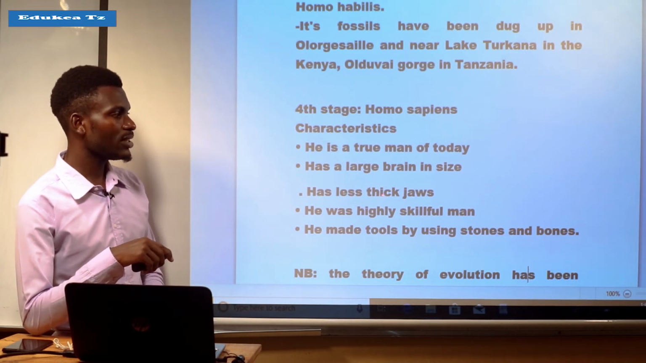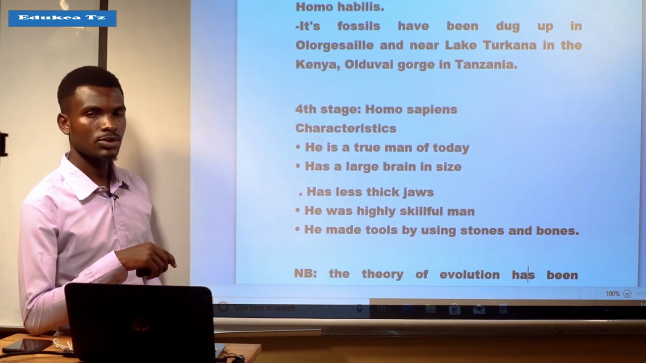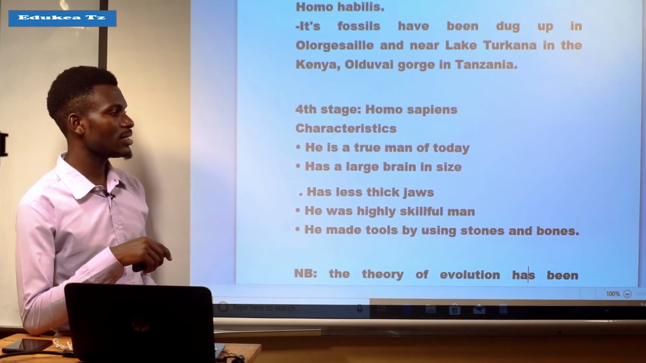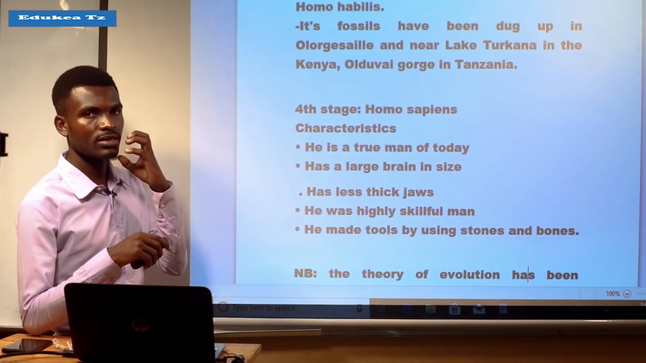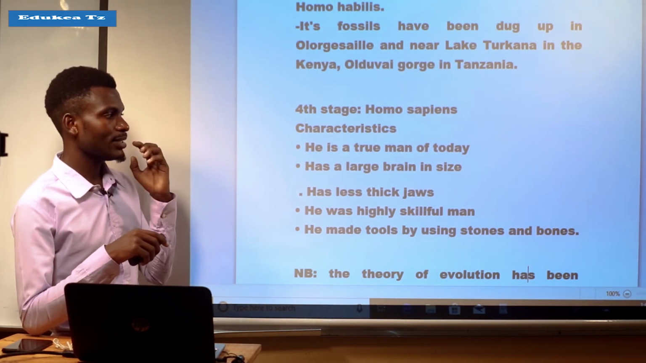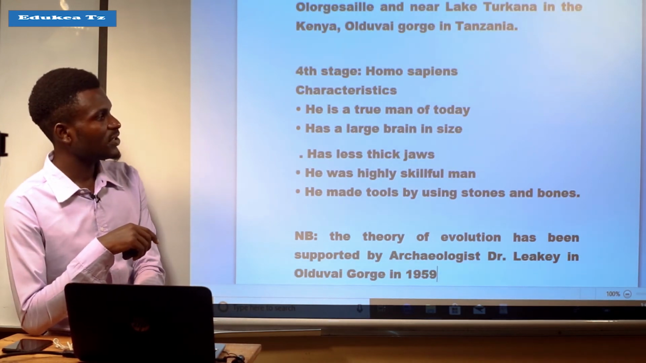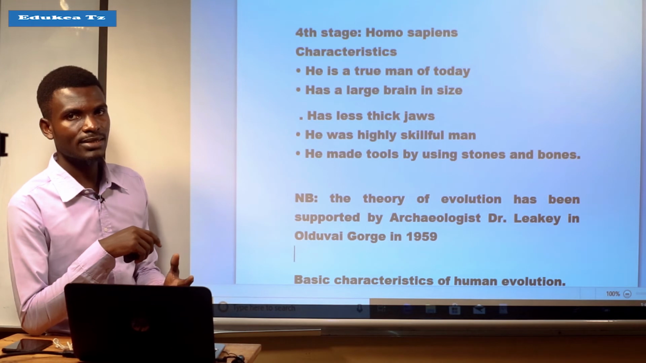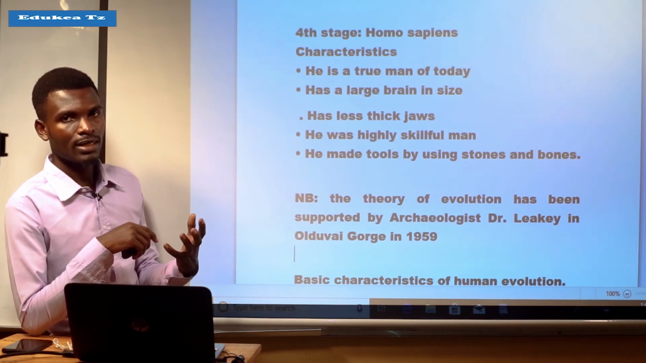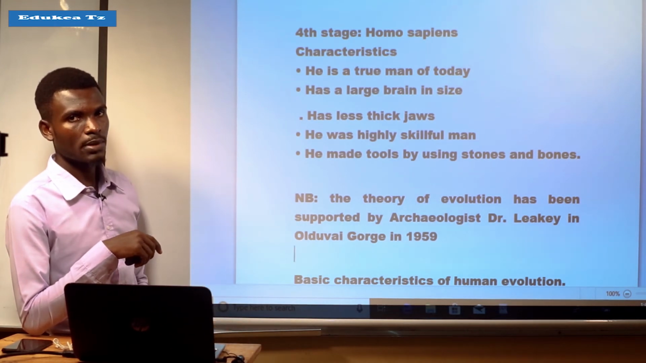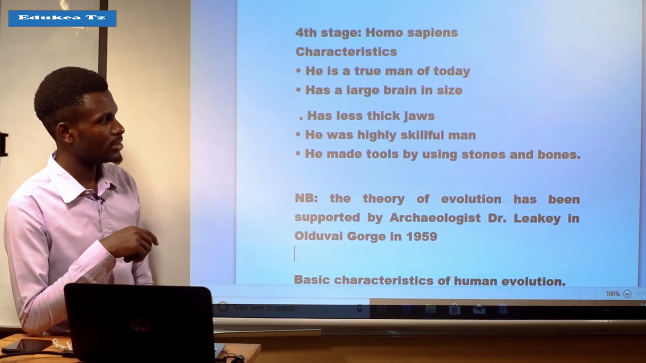Also, Homo sapiens has less thick jaws. It means that this one is just less thick compared to those previous stages: Homo erectus, Homo habilis, the Zinjanthropus and others.